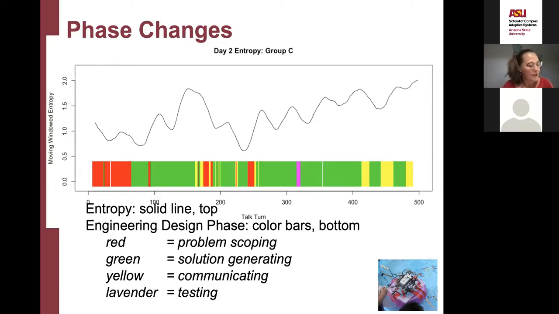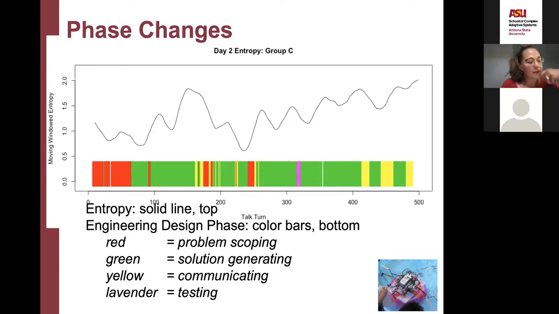And then we also looked at that entropy and related it to the engineering design process phases. So this is a representation of a group, actually the group that was struggling from our other study, and their interactional dynamics across a single day.